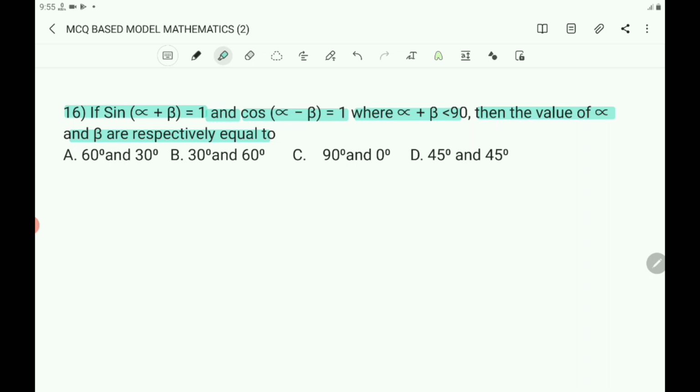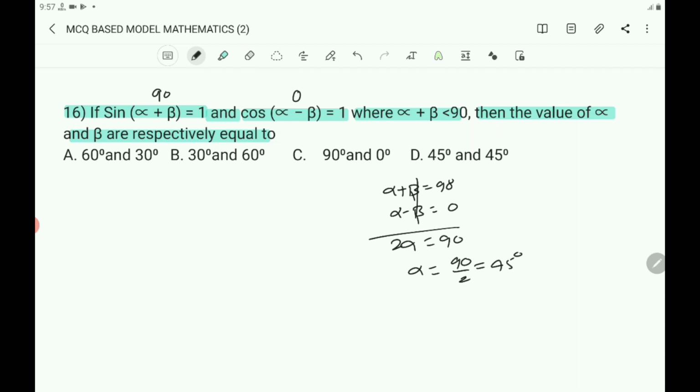You know that sin 90 is 1, so alpha plus beta is 90, and cos 0 is 1, so alpha minus beta is 0. So you take that alpha plus beta equals 90, alpha minus beta equals 0. If you add these two, beta cancels, 2 alpha equals 90, then alpha equals 90 by 2, so you will get 45 degree. If alpha is 45 degree, beta must also be 45, because 45 plus 45 is 90 degree. So which is the answer? Option D is the answer, 45 plus 45 degree.